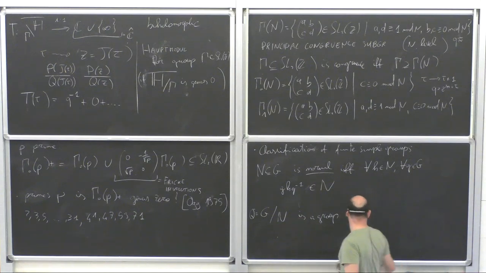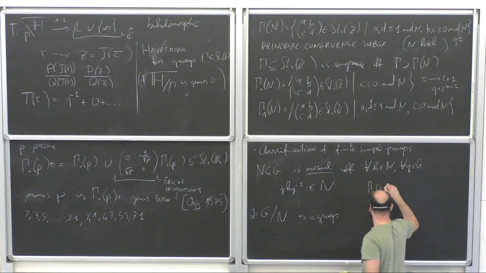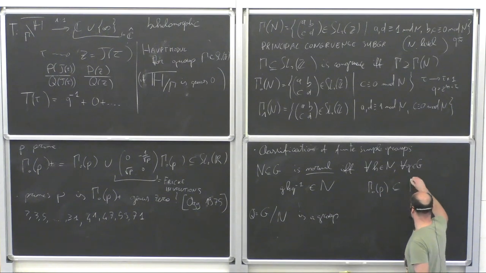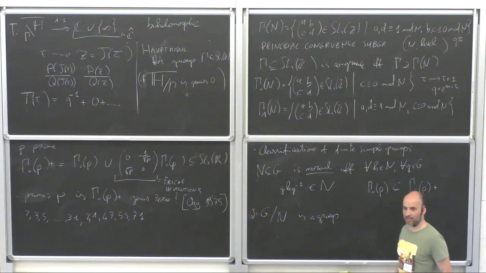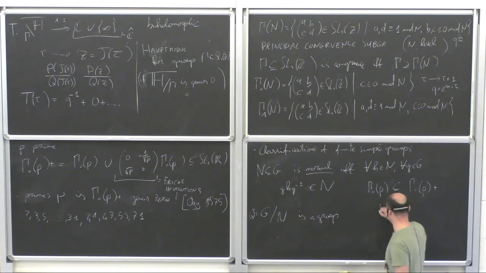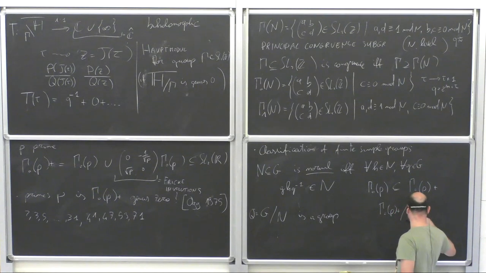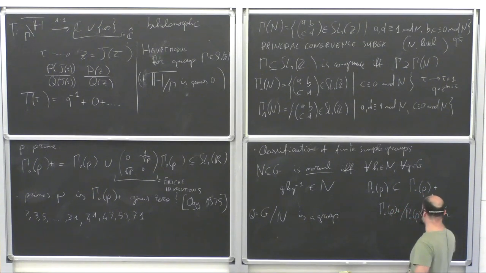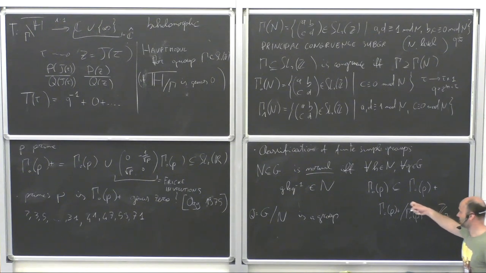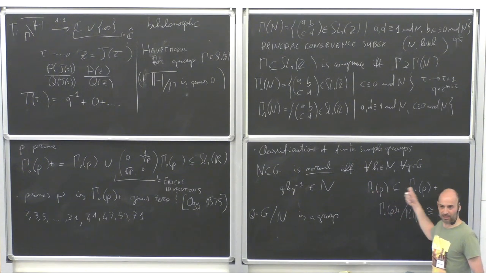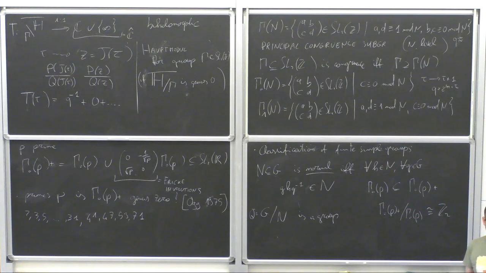So for example, Gamma_0(p) is a normal subgroup in Gamma_0(p)+, and the quotient is isomorphic to Z2. In fact, this is the largest subgroup of SL2R with respect to which Gamma_0(p) is normal. That's the normalizer of Gamma_0(p). That's why people are interested in these kinds of things.